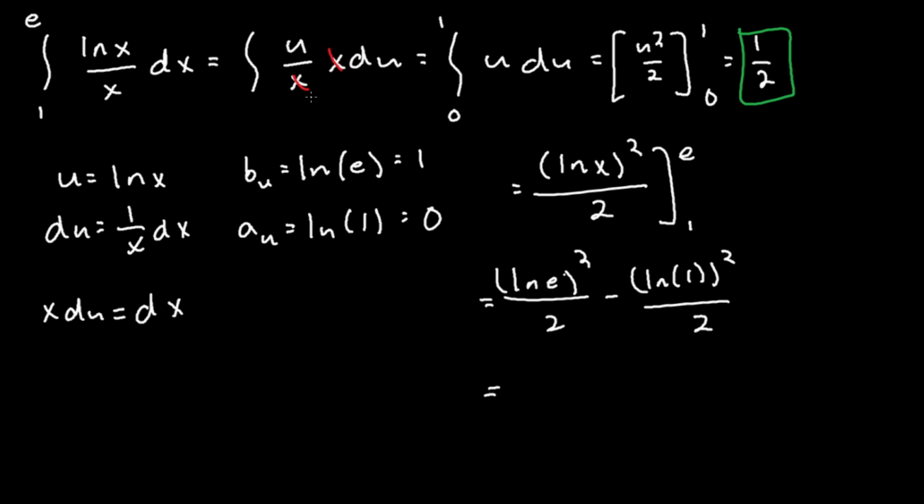And natural logarithm of e is just 1. 1 squared over 2 is just 1/2. And natural logarithm of 1 is just 0. 0 squared over 2 is just 0. So our answers are both the same. We just solved one in terms of u and one in terms of x.